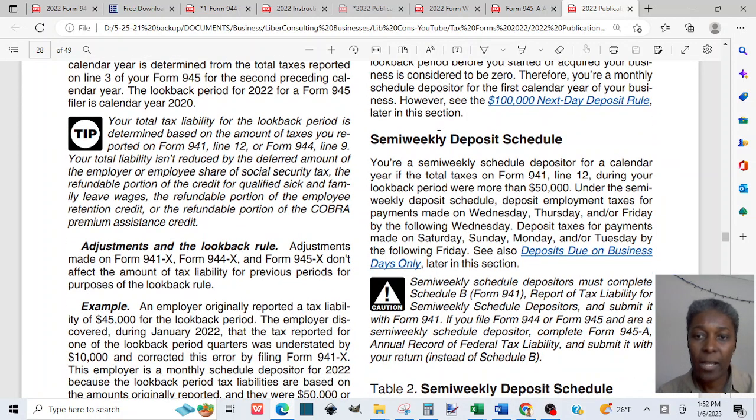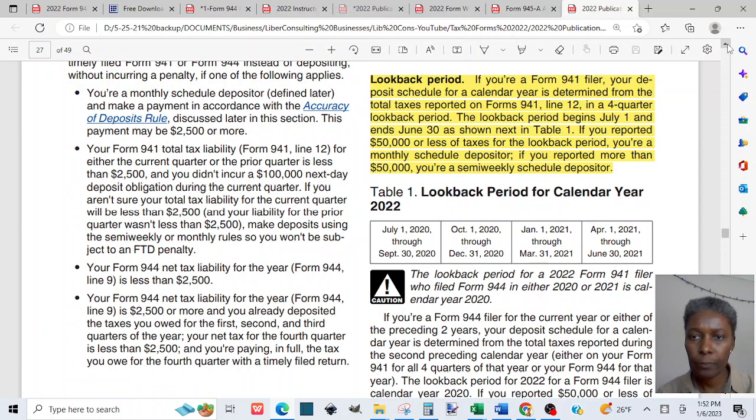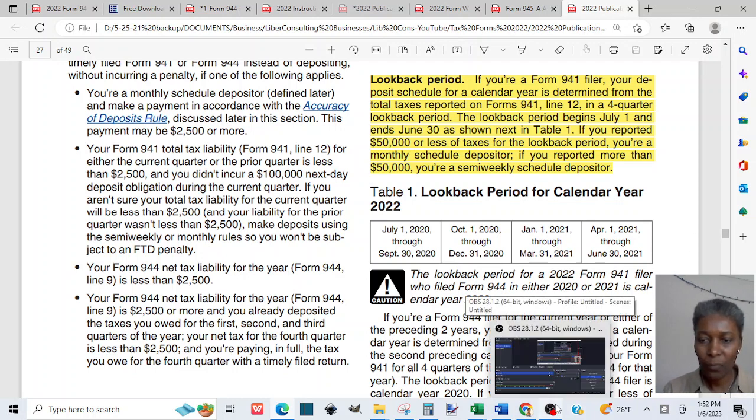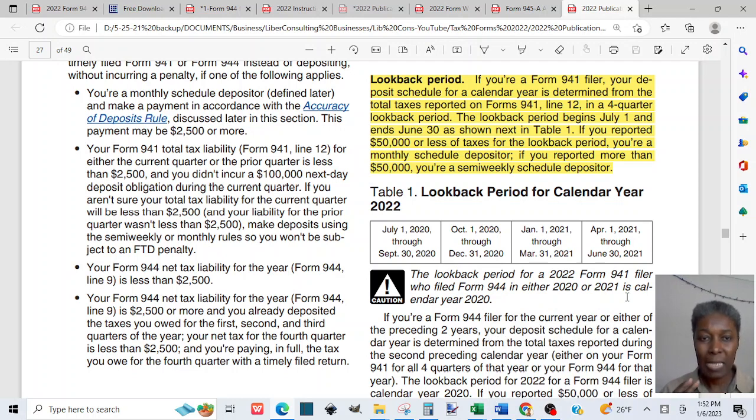Okay, so yeah, if you are a new business, you just start paying yourself, there is not much look back to work on. But pretty much the way the look back works is, okay, we are in 2020. Okay, we are filing tax return for 2022. No, but we are deciding the deposit schedule for 2023 year.